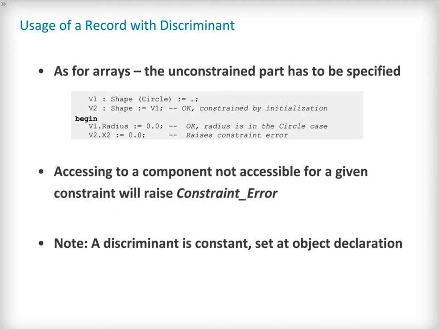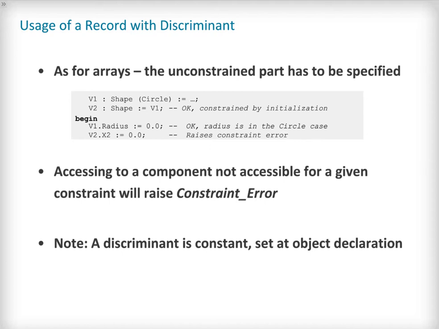In terms of check and initialization, you will find similar rules as you had with arrays. In particular, if the discriminant is not provided by the variable declaration, it can still be extracted from an initialization. So in this example here, v2 is of type shape, and I am not providing a value for the discriminant. However, there is an initialization, so the actual value for the discriminant of v2 will be the one of its initialization v1.